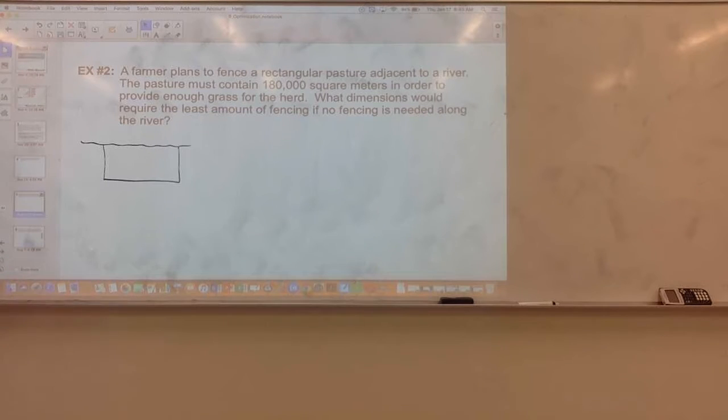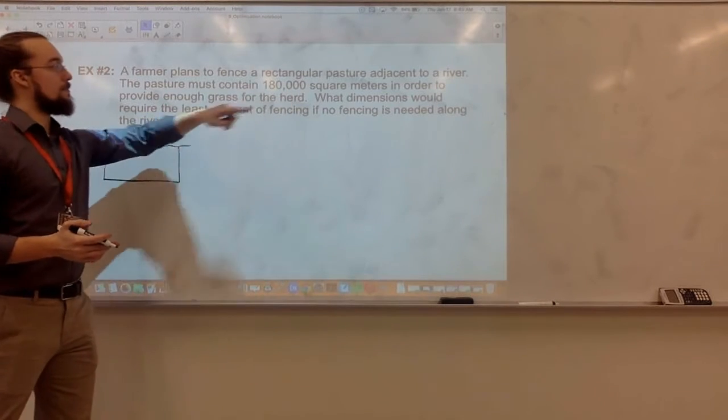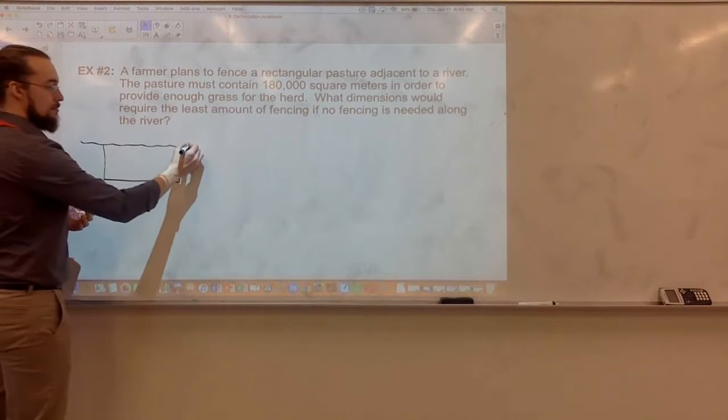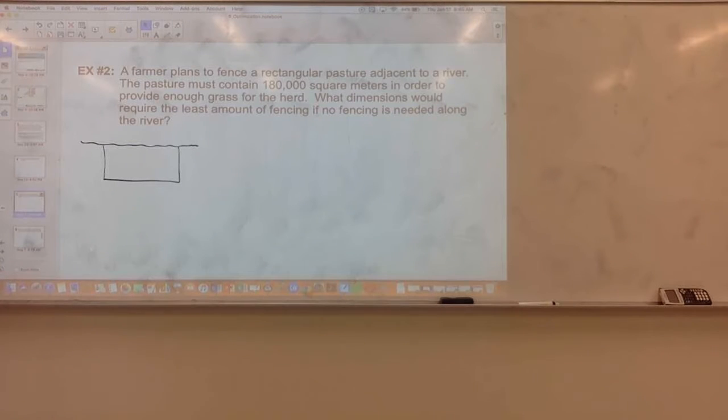So let's take a look at what we know. The only actual piece of information that we're given is that the area of this pasture has to be 180,000 square meters. I don't know the dimensions of this at all. That's what we're going to try to solve for.